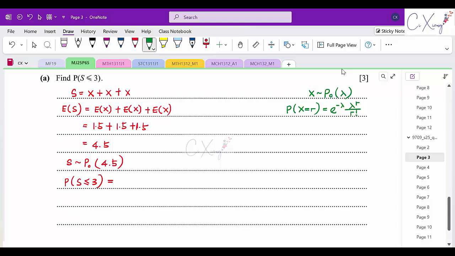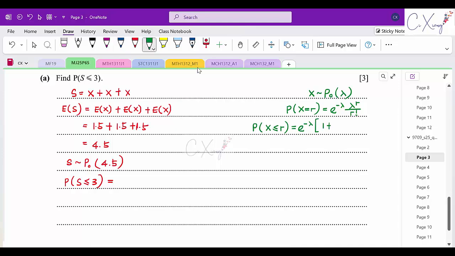Then after that, usually for me, if the question asks me to find X smaller than or equal to r, I prefer to group and factorize out the e negative lambda in front. When you factorize the e power negative lambda, the first term is lambda power 0 divided by 0 factorial when X equals 0. And this value is always equal to 1.